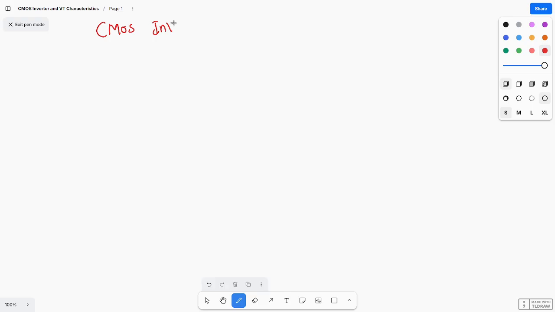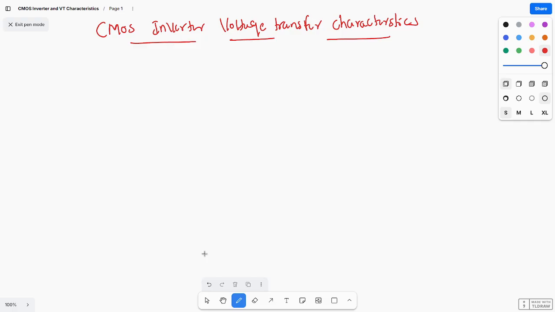CMOS inverter voltage transfer characteristics. So what are these voltage transfer characteristics? First you draw the basic CMOS circuit. Okay. So first you draw the basic CMOS circuit.